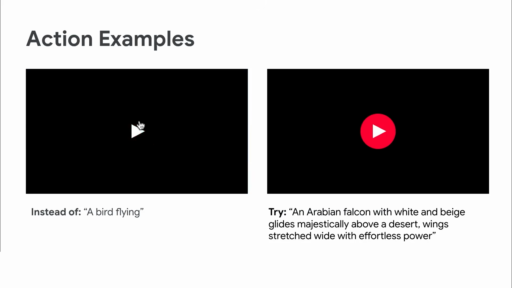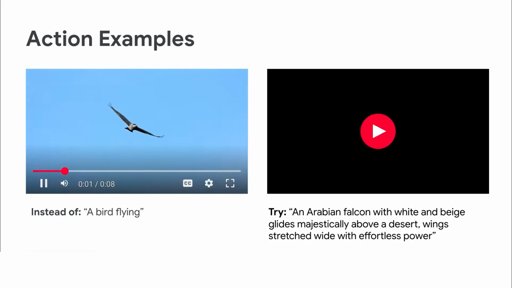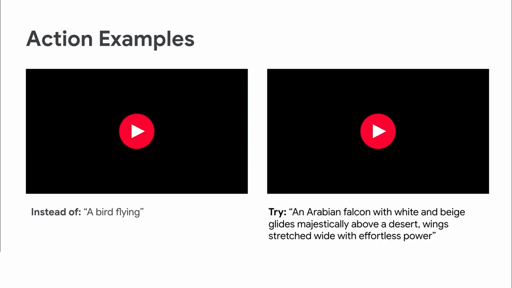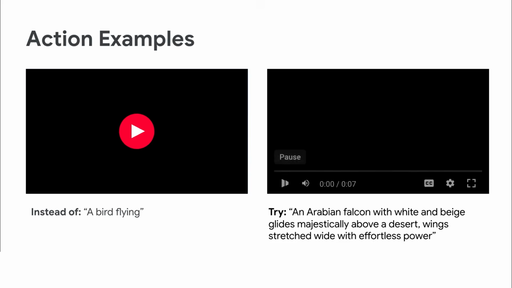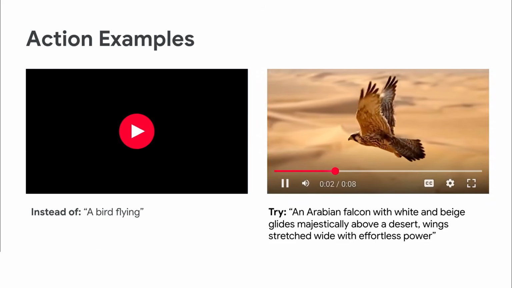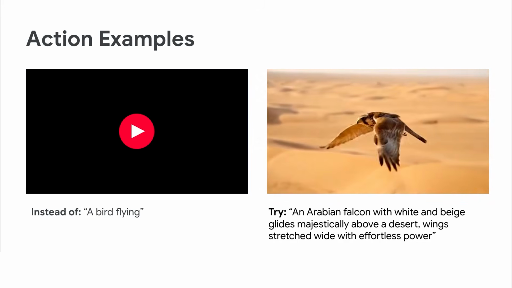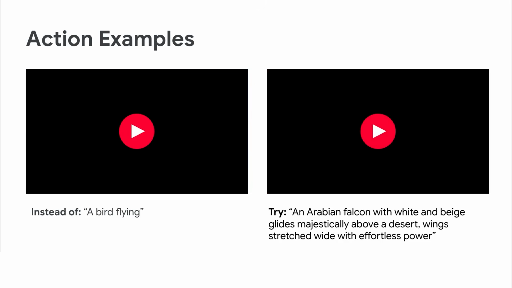So a couple of examples here. You will get what you want with a very basic prompt, but you will get something better the more you try. So this is a bird flying, but we don't know what type of bird it is. We don't know what the ambiance of the shot is. We don't know anything like that. So adding terms like effortless power and stretched wide and the specific bird that we're looking for is going to get us more accuracy. So you'll really see that the video completely changed by adding even a few more details about what we really want to happen in the video itself.